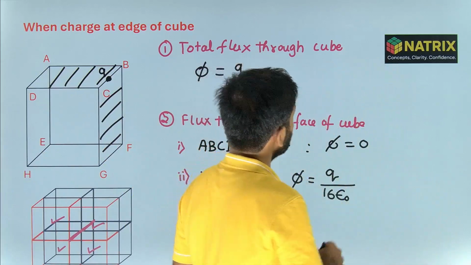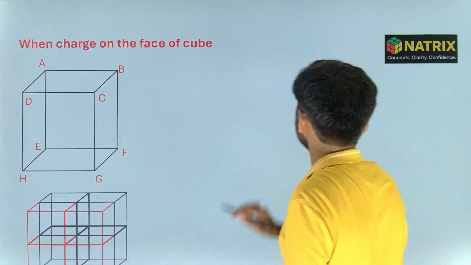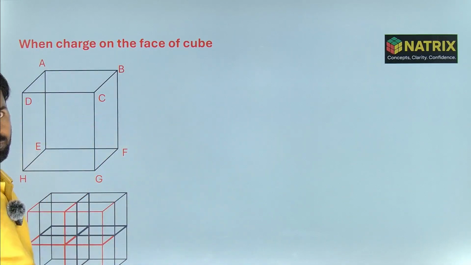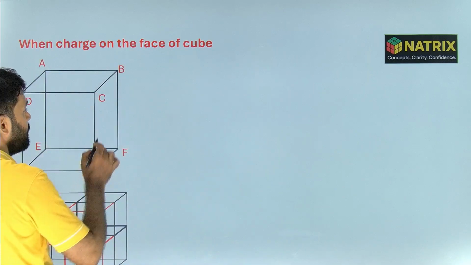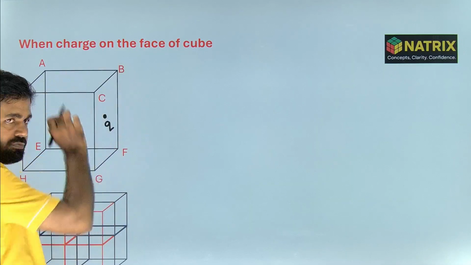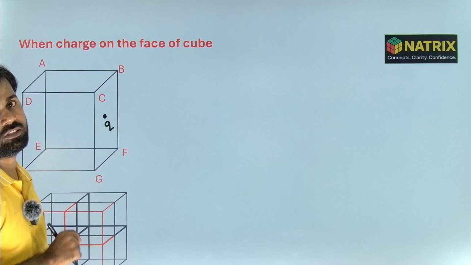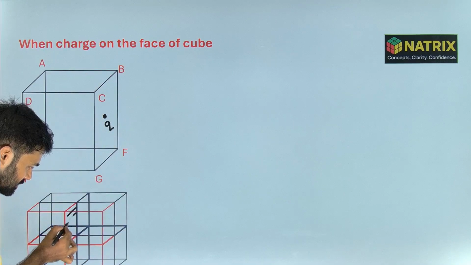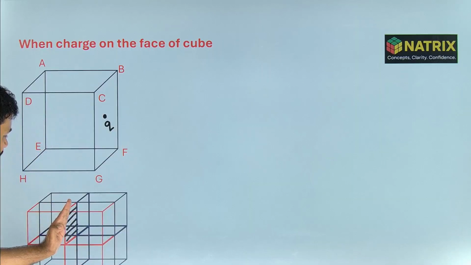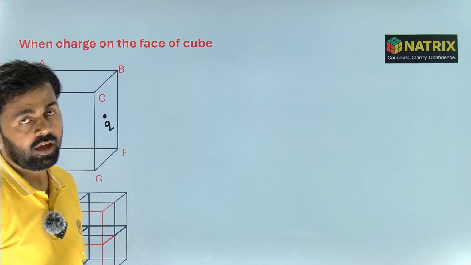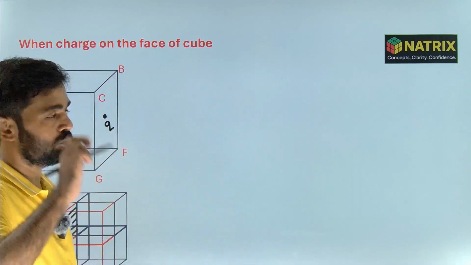Let's consider one more case, the last case: when the charge is present on the face of the cube. For example, say the charge is present on this face of the cube, say BCGF. Each face is shared by 2 cubes. For example, if we consider this face, it is shared by 2 cubes. One is here, one is here, one left, one right. Each face is shared by 2 cubes.